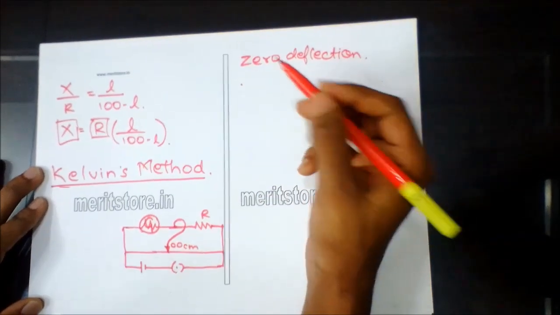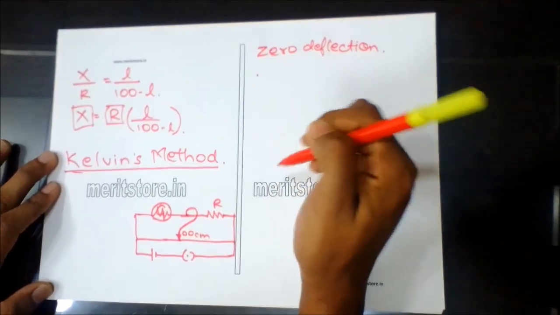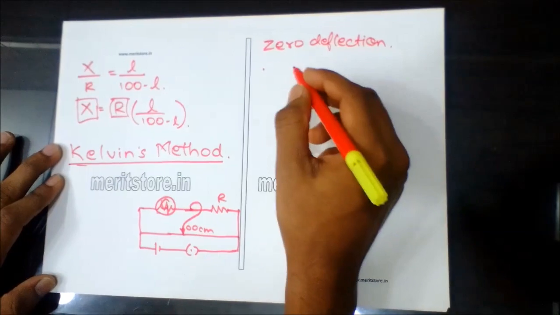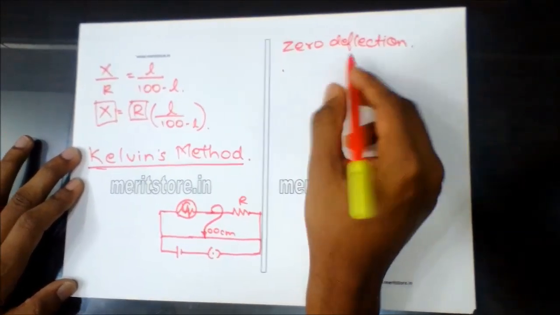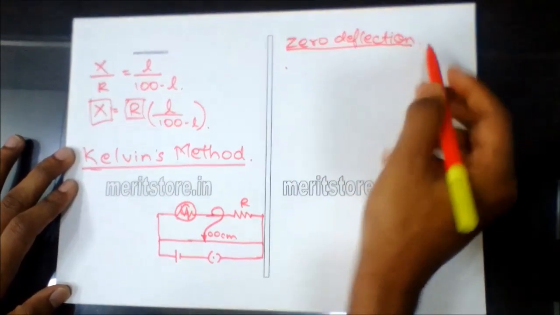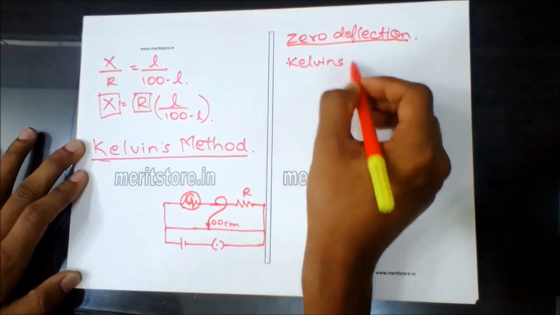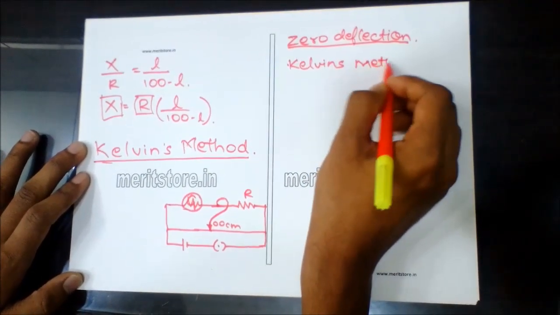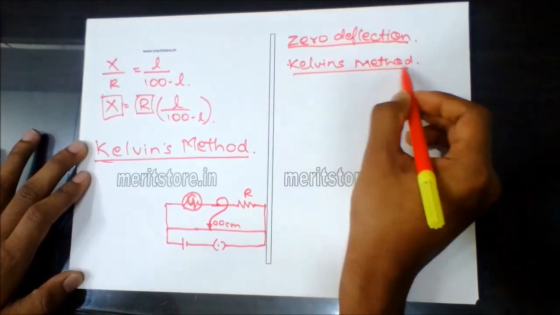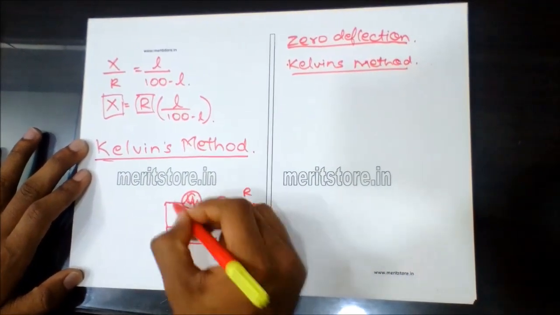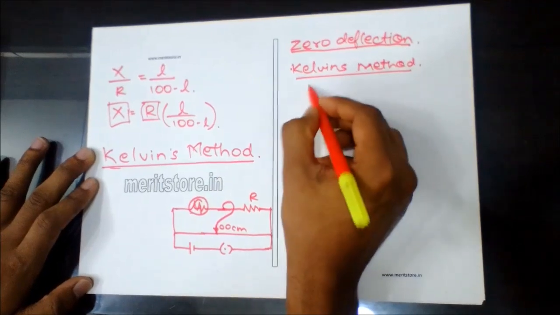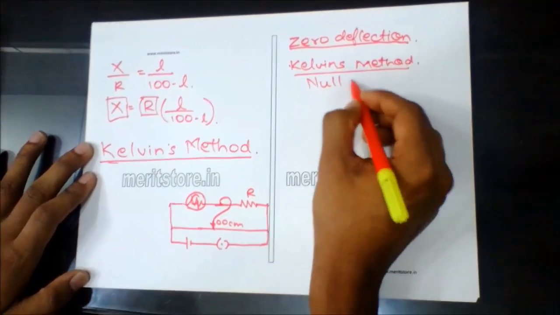That is, when no current flows through the galvanometer, when the bridge is balanced, there is no current flowing through the galvanometer, and hence zero deflection is used. But whereas in Kelvin's method, since current is always flowing through this galvanometer, the null deflection method is used.